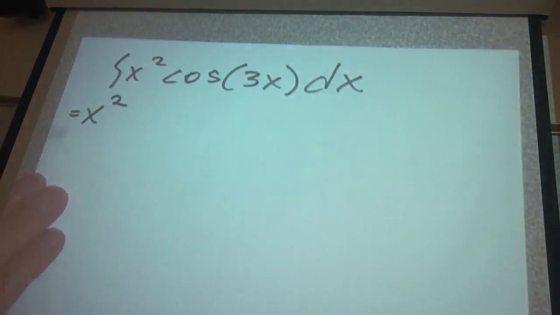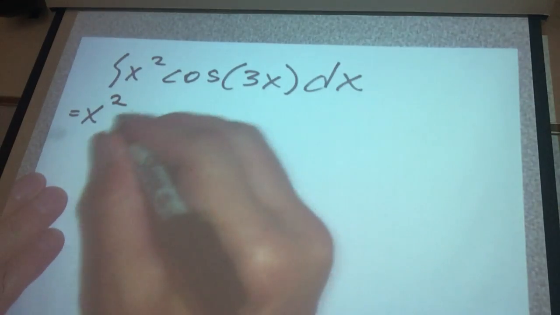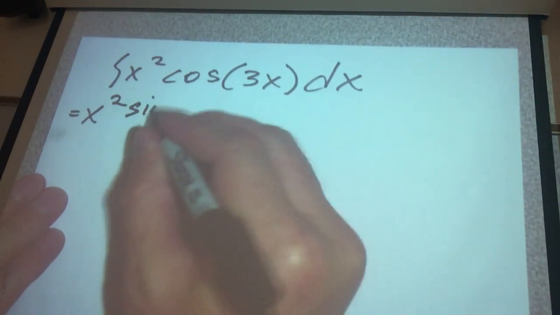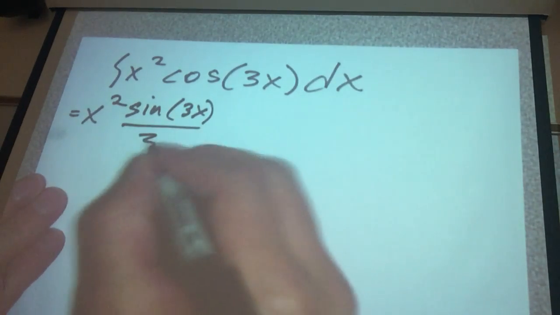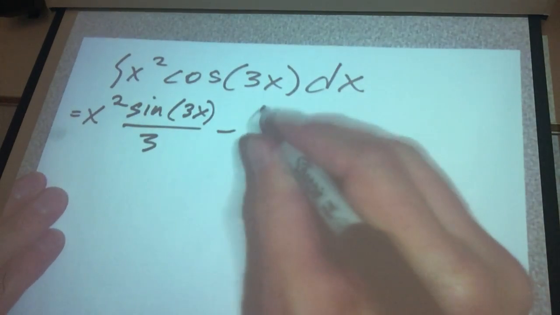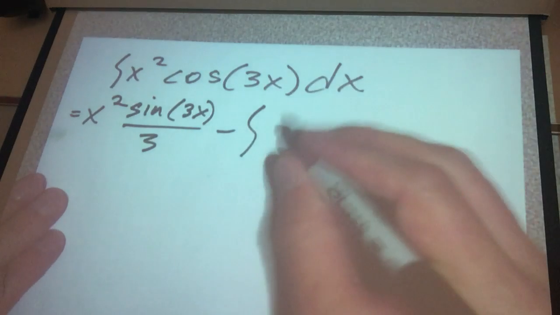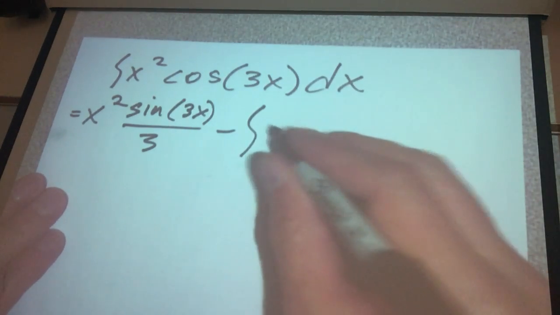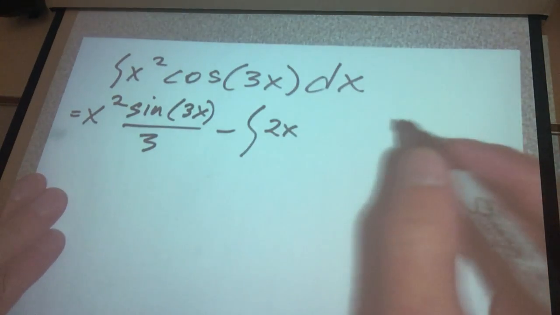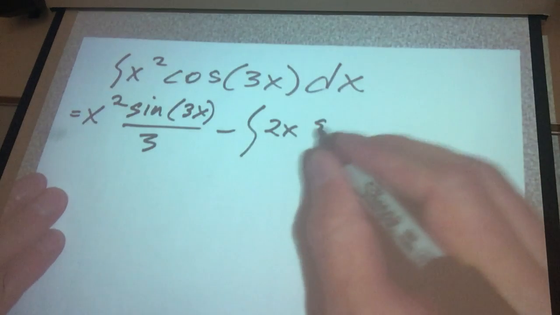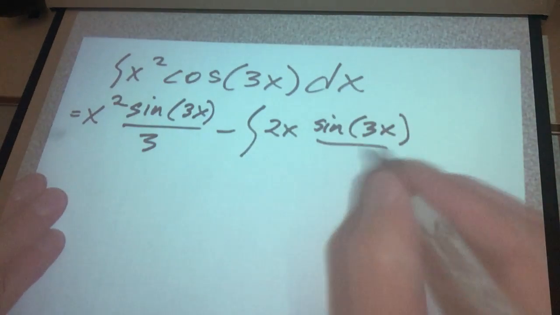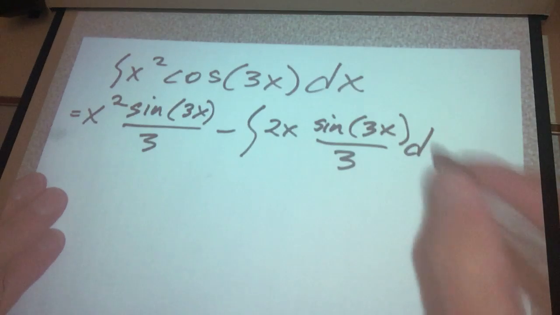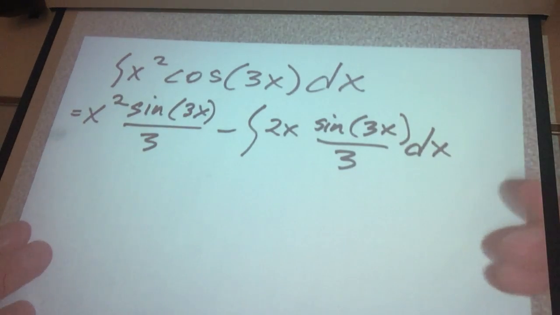Now when you integrate cosine, it doesn't change sign. So this is going to be sine of 3x divided by 3, and then minus the integral. Now we're going to differentiate the x squared. So that becomes 2x, and then sine of 3x divided by 3, and this is an integral with respect to x.